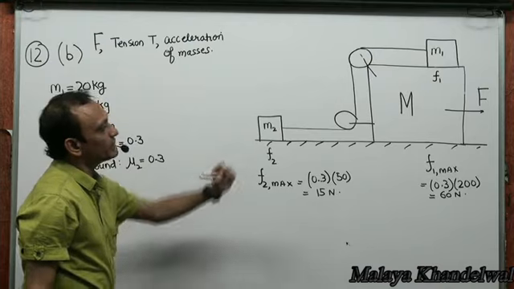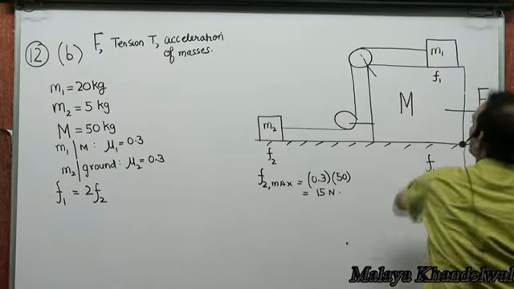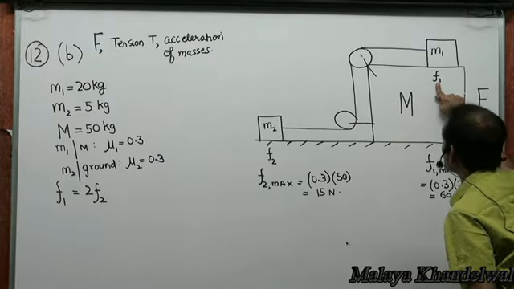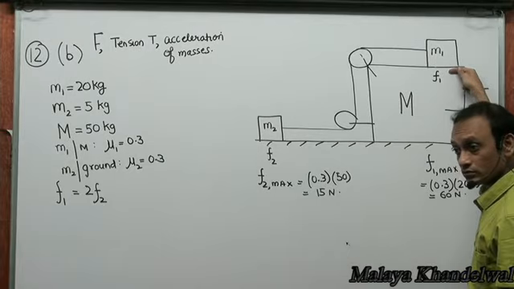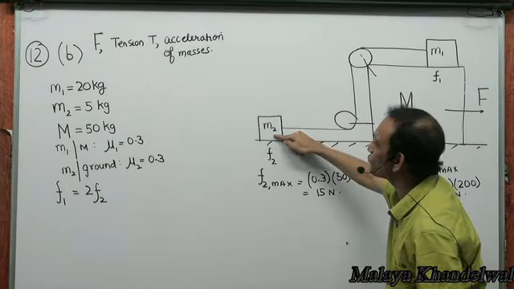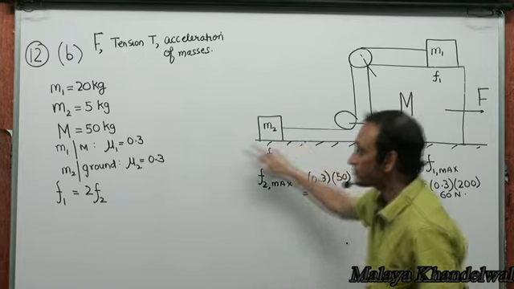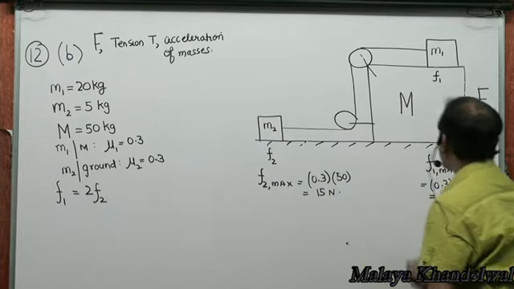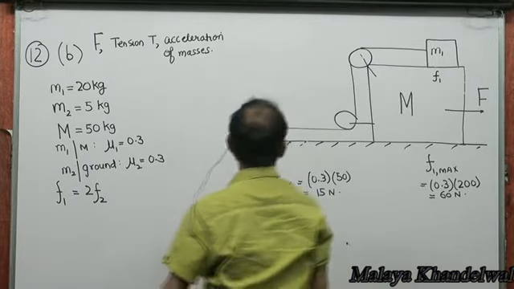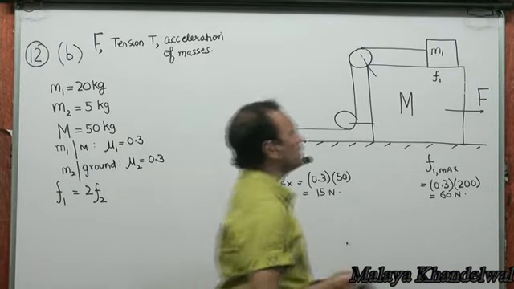Now, what really happens is when this force capital F is applied, it is found that F1, the actual frictional force between M1 and the block, is twice the frictional force between M2 and the ground. That's F1 is 2 F2. Given this, we want to find the value of capital F, the tension in the string, and the acceleration of all the three masses involved in the system.